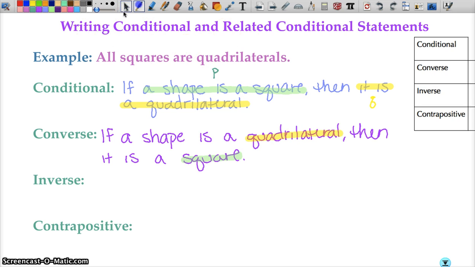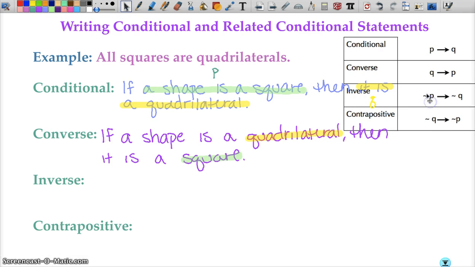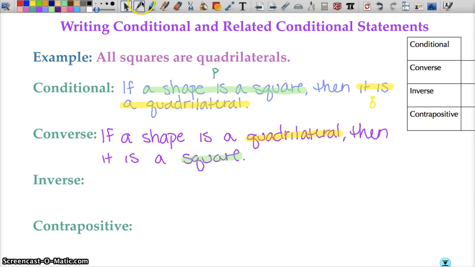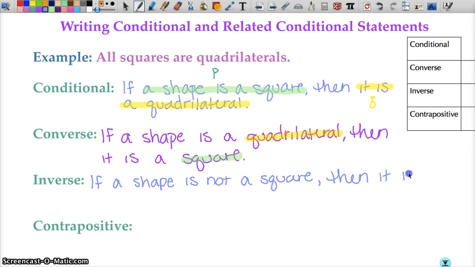All right, now jump into your inverse. So for your inverse statement, what you're doing is you're negating them both. And so to negate them means that you're adding the word not, okay? So what we're gonna do then is say if a shape is not a square, so remember we're coming back all the way to our conditional and all we're doing is saying not. We're saying the opposite meaning. So if a shape is not a square, then it is not a quadrilateral.